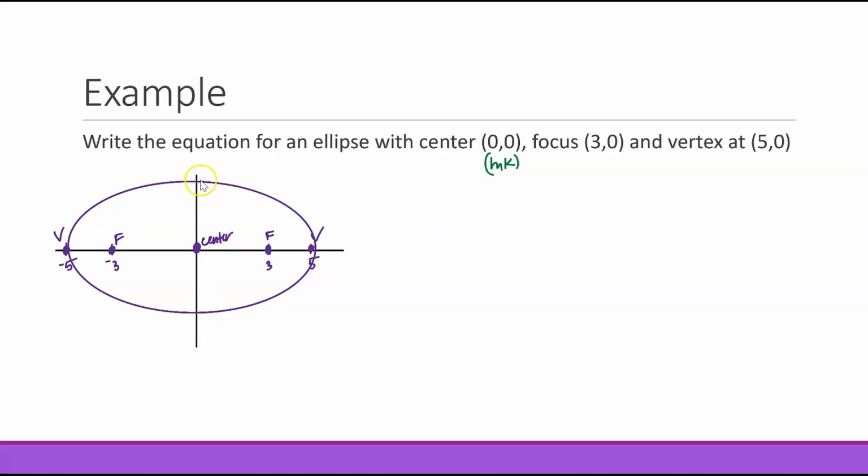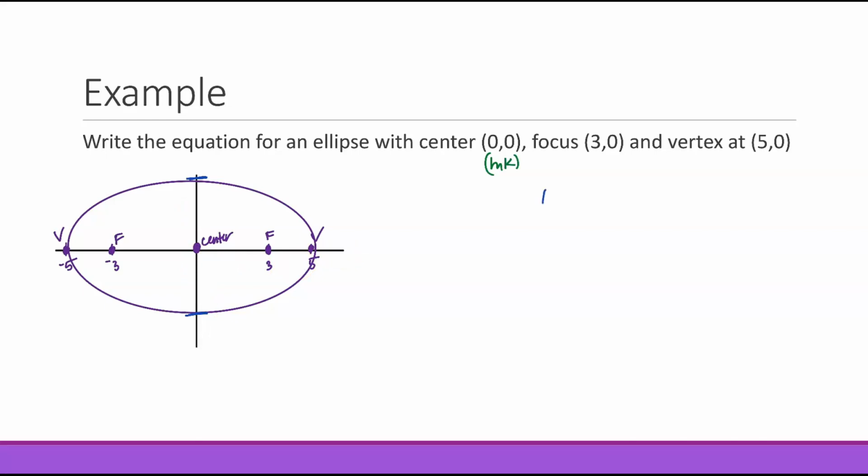So what I'm missing compared to, let's say, the last problem is I'm missing how much I go up and down. I don't know what these labels are right here, up here and down here. I don't know how much I go up and down from the center. So we can start to fill in a couple of things.